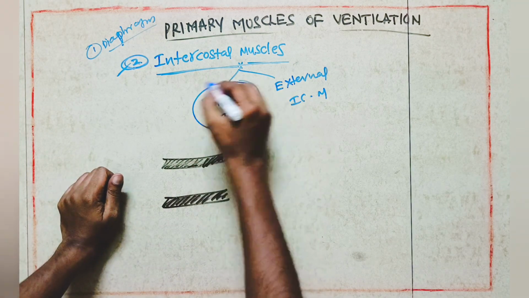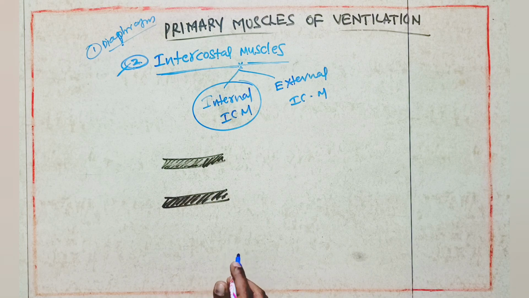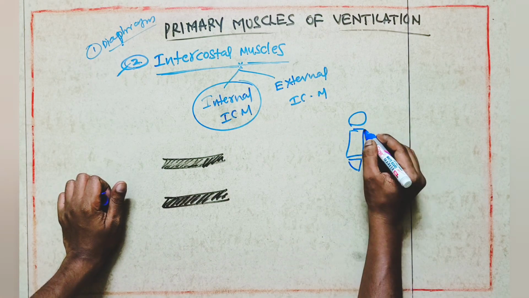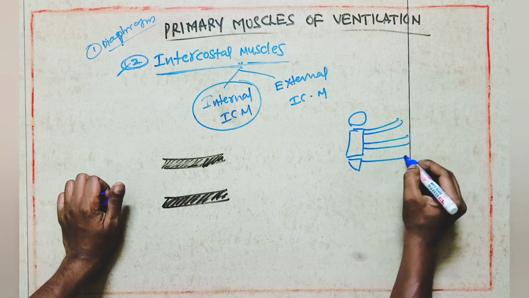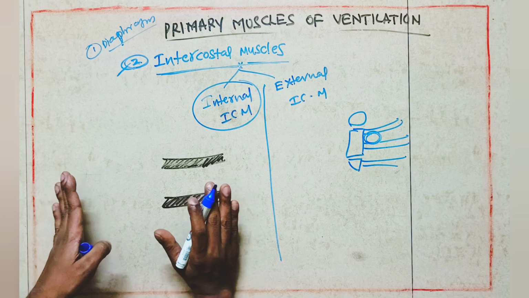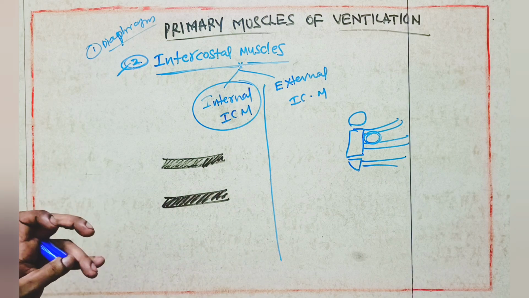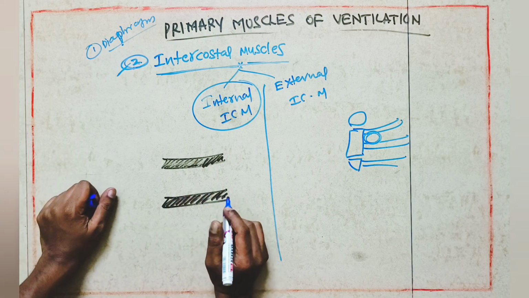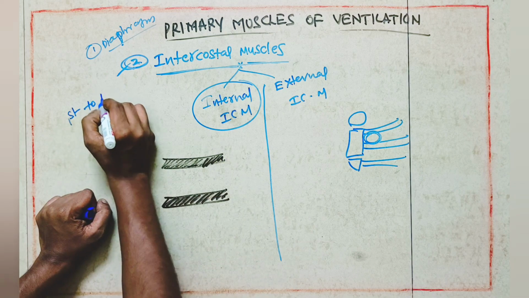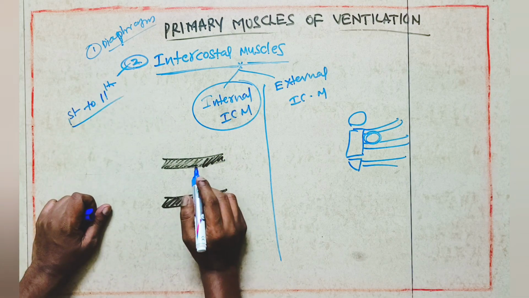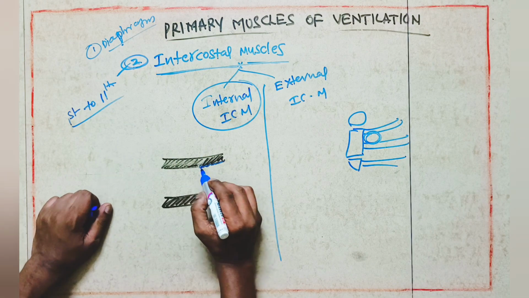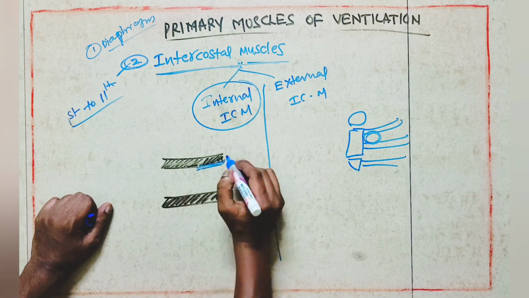First one, internal intercostal muscles. These internal intercostal muscles begin anteriorly. Suppose this is the sternum, and these are our ribs. So what are the internal intercostal muscles? They start in the anterior, and at the same time, the internal intercostal arises from the ridge of the inner surface of the first rib to the 11th rib. These muscles start from the ridge of the ribs, from the first rib to the 11th rib.